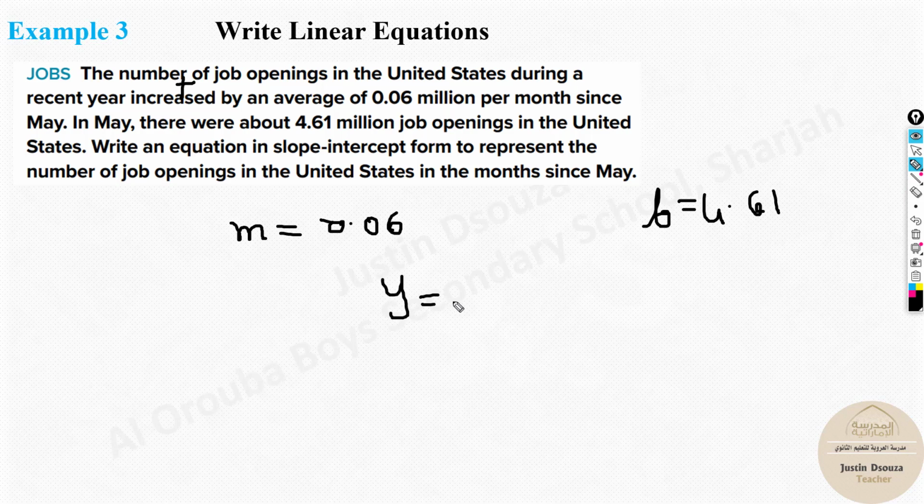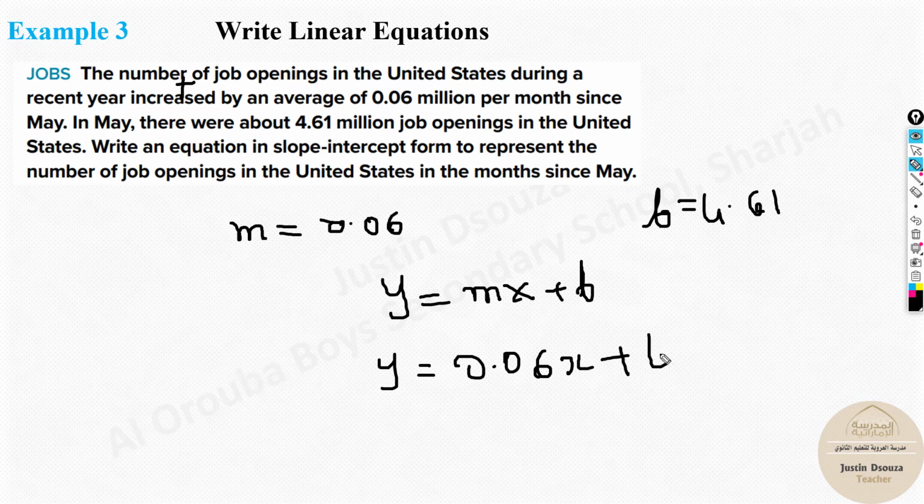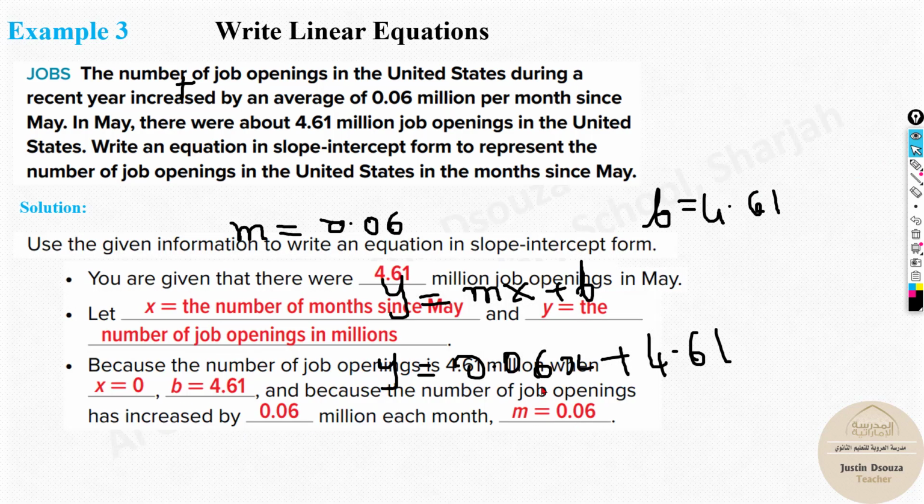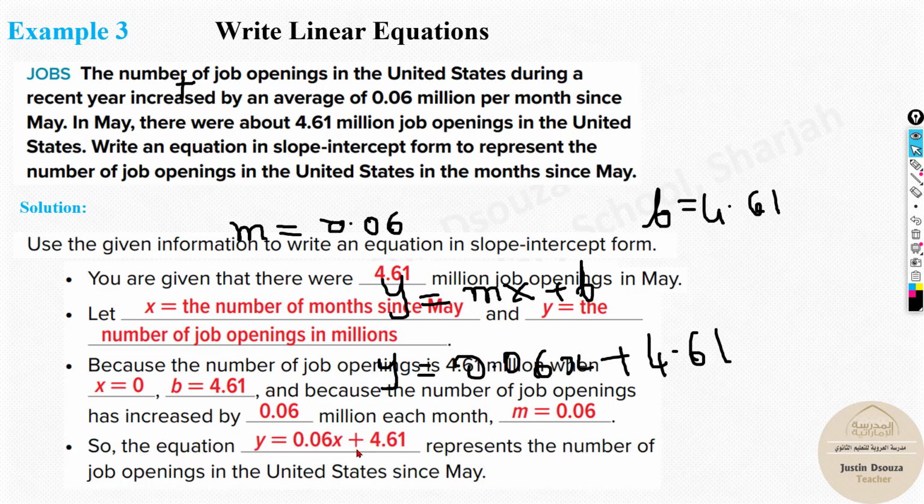And if you understand this, then you can easily write the equation. We know y equals mx plus b. Now we know this is the m value, so y equals 0.06x plus 4.61. This is the slope-intercept form. Yeah, that's the answer. You can go through this for more understanding. They're just telling what's happening over there. The average rate of change is 0.06 every month. There is an increase of 0.06 job openings, and in the month of May there was already so much. From there we are graphing.